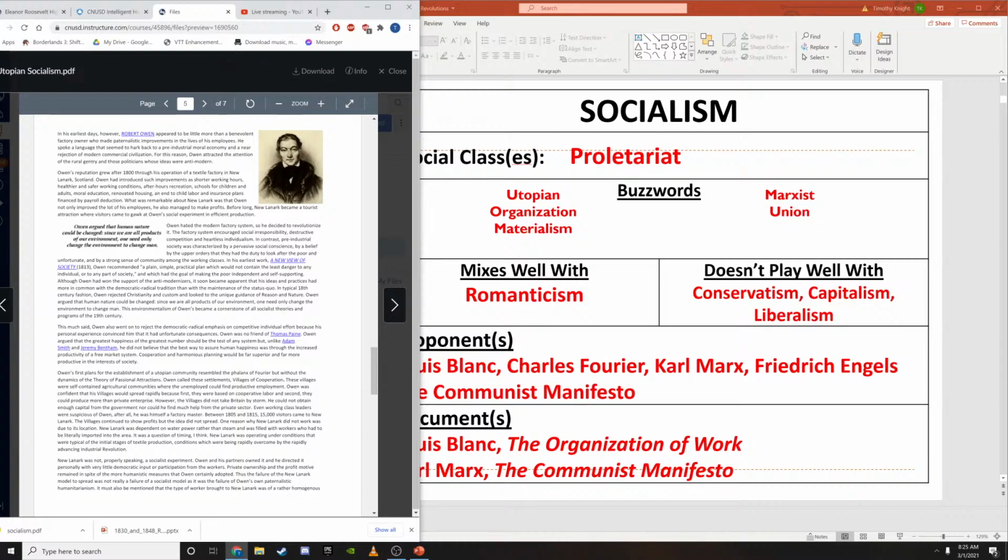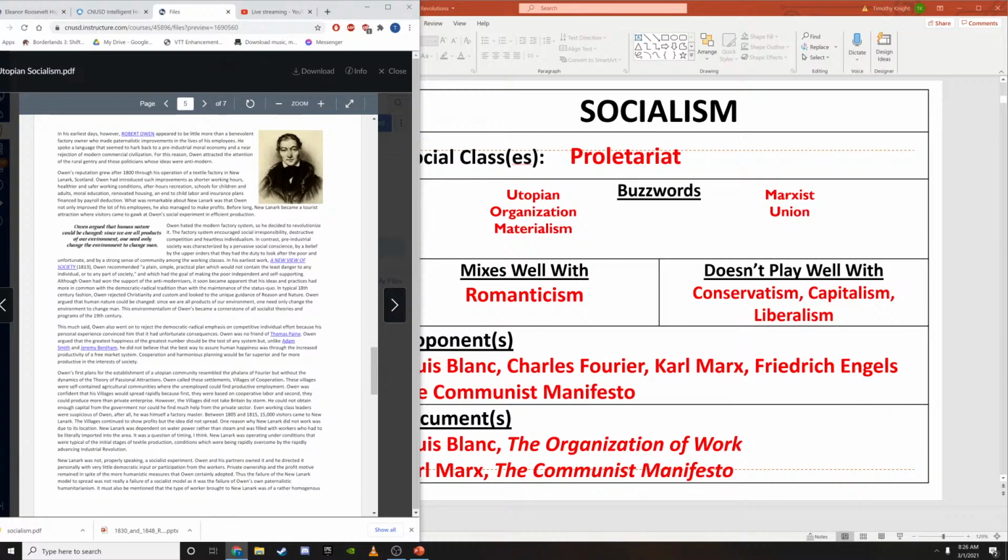One reason why New Lanark did not work was due to its location. New Lanark was dependent on water power rather than steam, and was filled with workers who had to be literally imported into the area. It was a question of timing, I think. New Lanark was operating under conditions that were typical of the initial stages of textile production, conditions which were being rapidly overcome by the rapidly advancing Industrial Revolution.